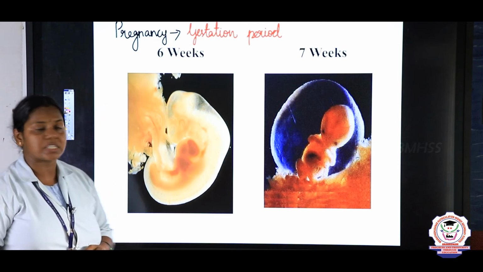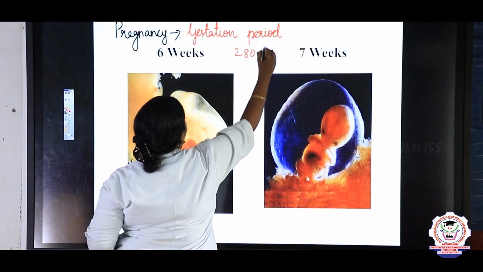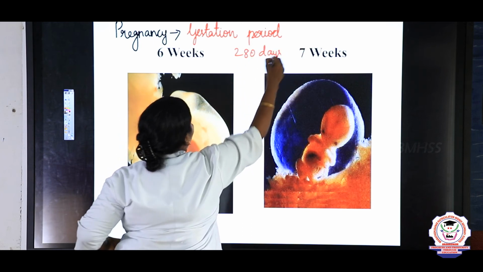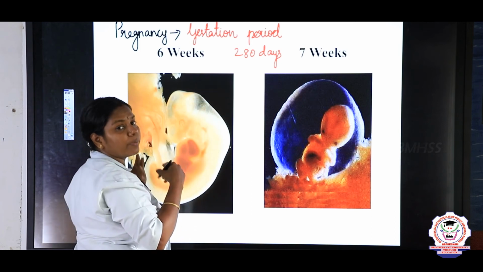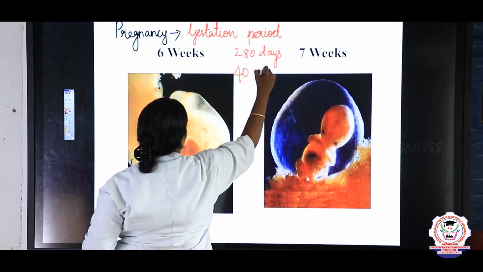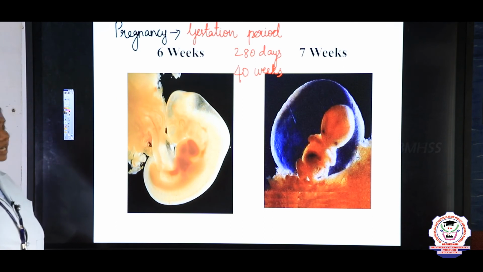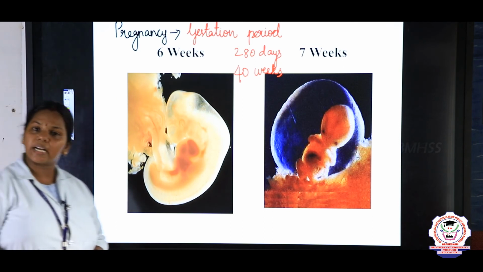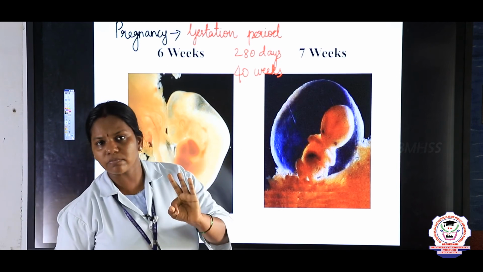How many days are there in the gestation period? 280 days. And how many weeks is that? 40 weeks. 40 weeks forms the gestation period. And according to convenience, the gestation period is divided into 3 trimesters, right?